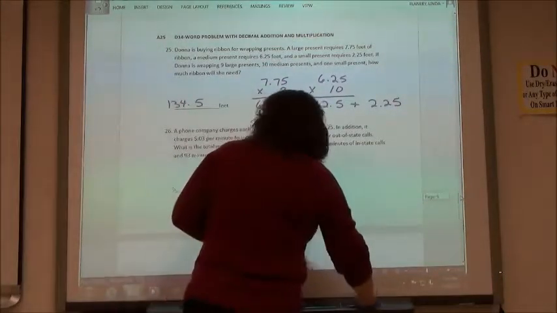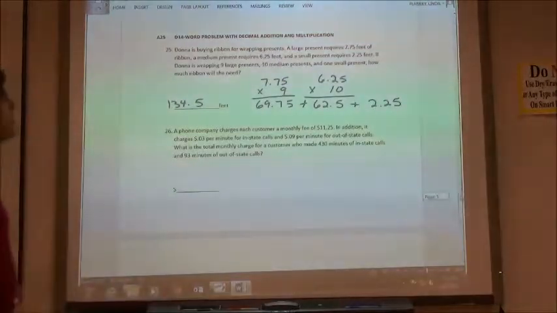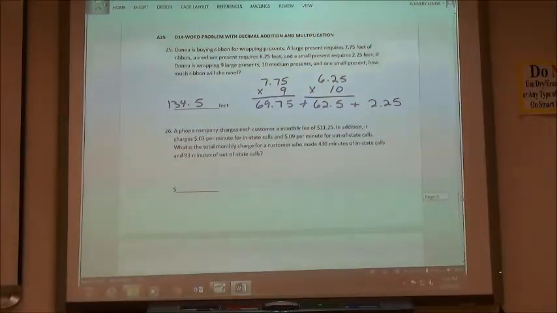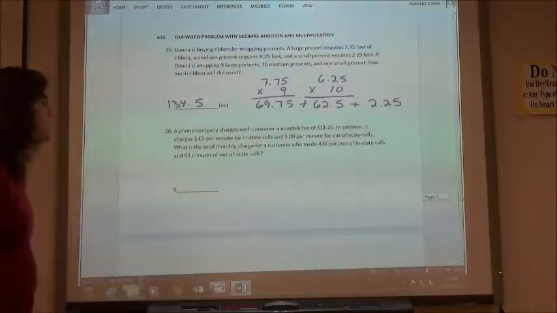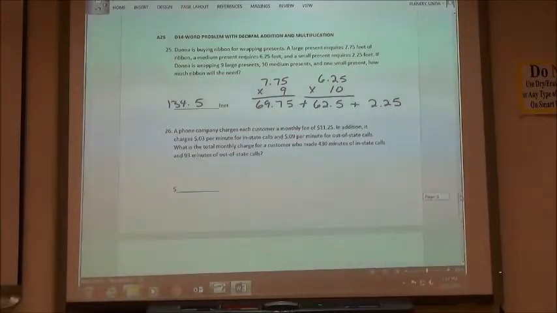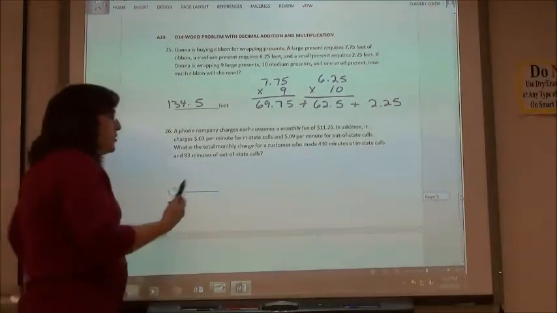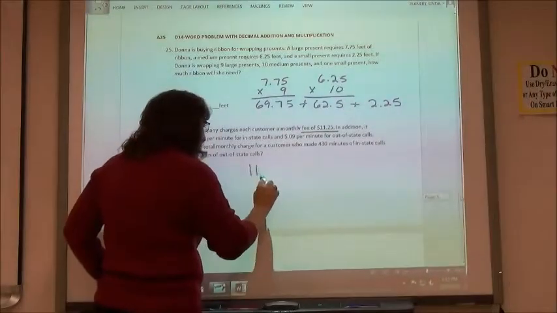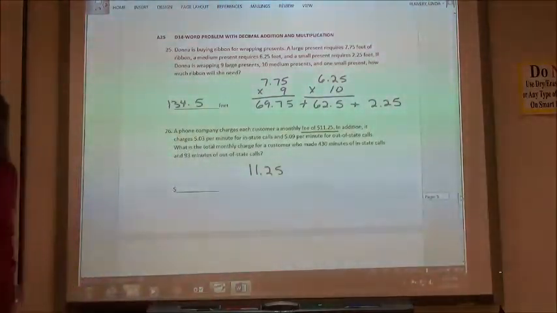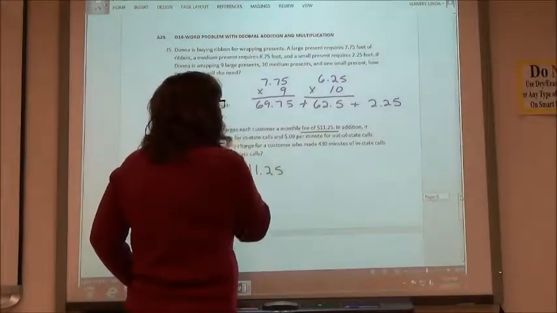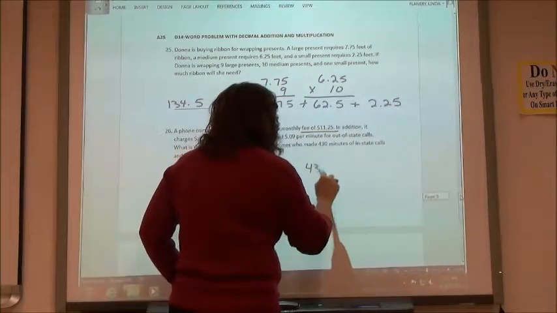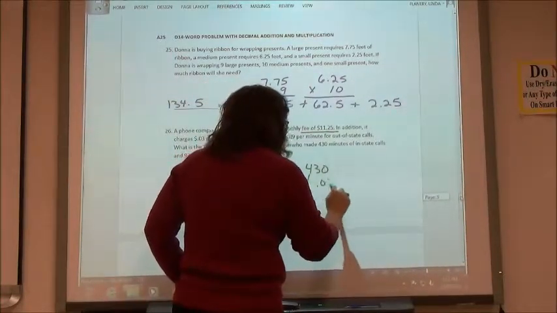Number 26 says, a phone company charges each customer a monthly fee of $11.25. In addition, it charges 3 cents per minute for in-state calls and 9 cents per minute for out-of-state calls. What is the total monthly charge for a customer who made 430 minutes of in-state calls and 93 minutes of out-of-state calls? So we know we have to pay $11.25. That's the monthly fee. We pay it whether we make a phone call or not. We're going to make some in-state calls, 430 minutes at 3 cents per minute.